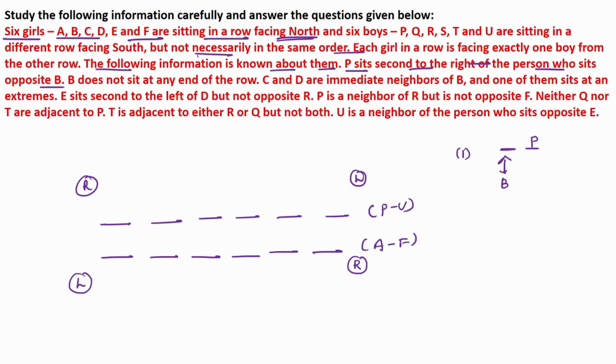Next one. B does not sit at any extreme end, so B is not at the ends. And C and D are immediate neighbors of B, and one of them sits at an extreme end. So either C or D sits at an end position.